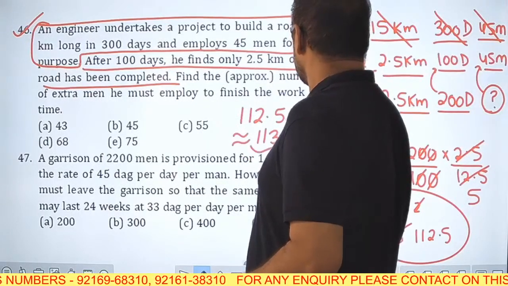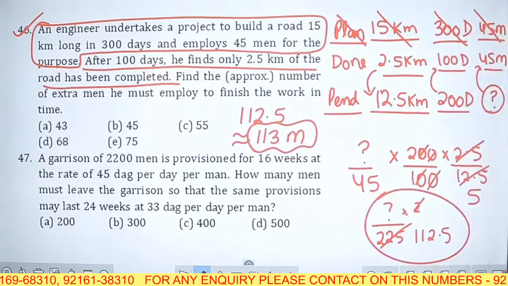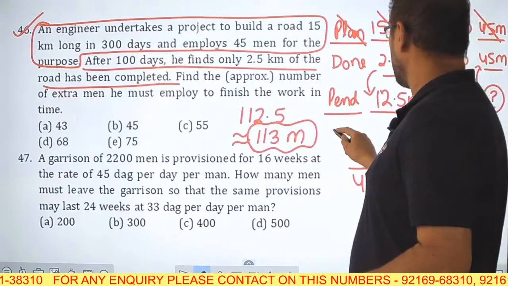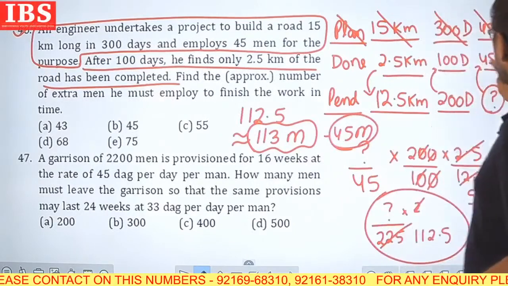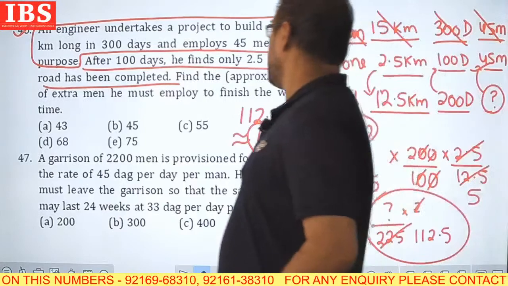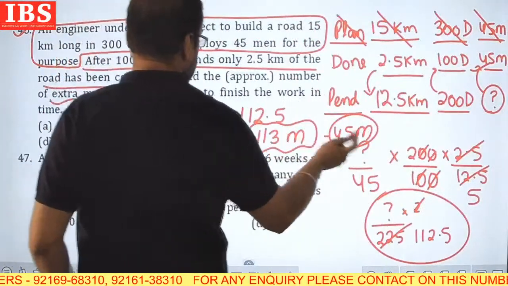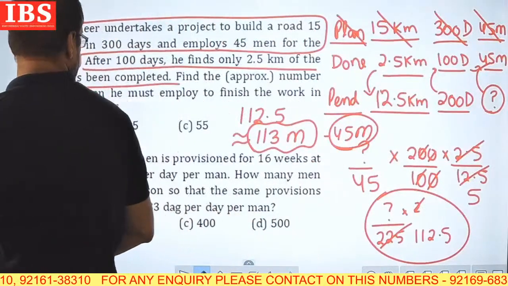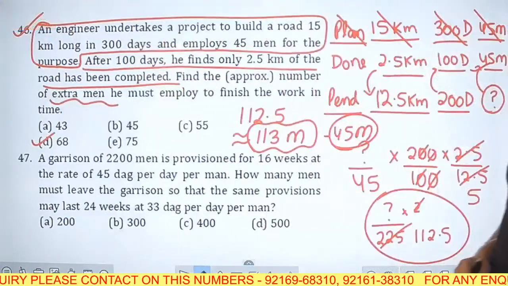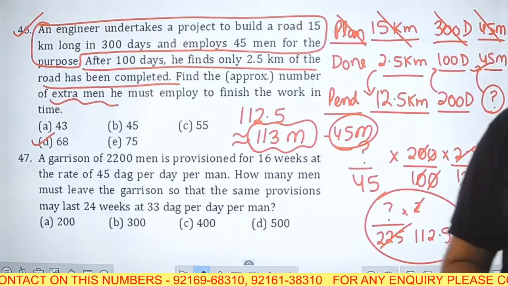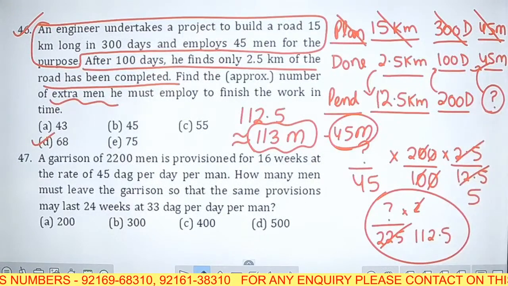So there will be 113 men, and out of these we already have 45 men here. So the extra men required will be 113 minus 45, that will be 68. Okay, so 68 more men will be required to do this kind of work.